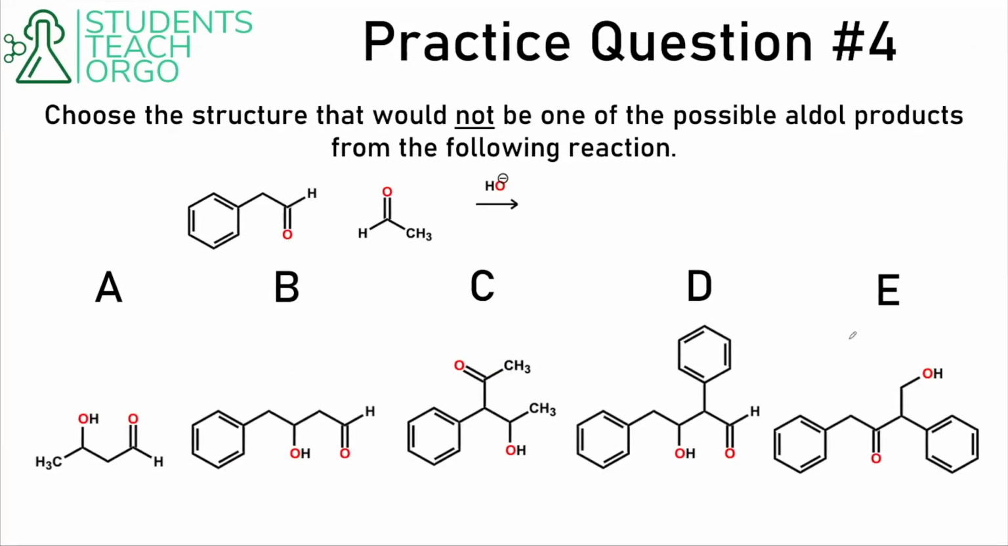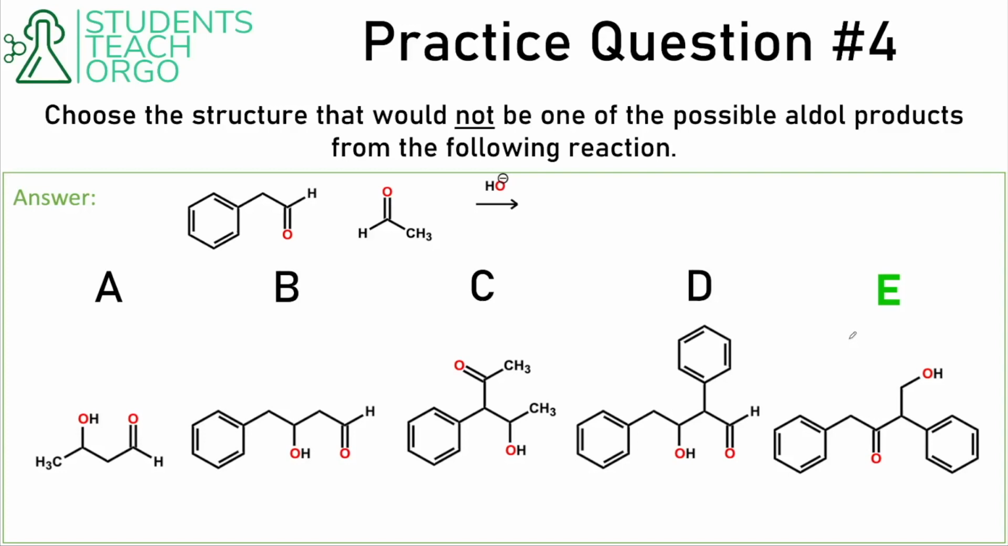Practice question number 4: choose the structure that would not be one of the possible aldol products from this crossed aldol reaction. Pause the video. Alright, the answer is going to be E, and I think a good way to explain that might be process of elimination here, because if this is not one of the possible products, that means we should be able to get A, B, C, and D from this mixed aldol.